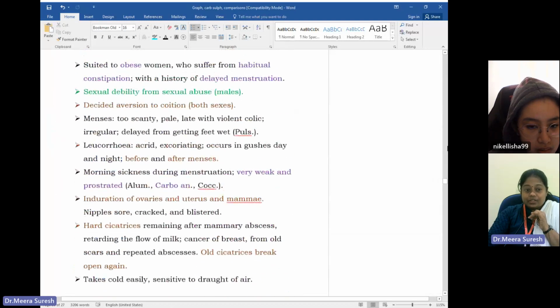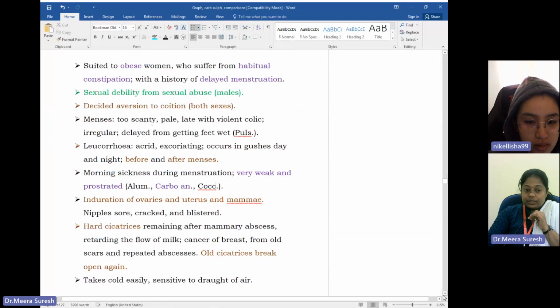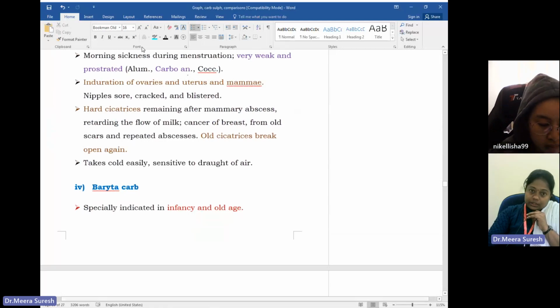So glandular symptoms, yeah, because with Graphites we don't say much about their throat complaints. They do have some throat complaints, but not that characteristic. But they do have this symptom: taking cold easily and sensitivity to a draft of air. They have it, but Graphites is indicated more towards glandular affections and cancerous conditions.